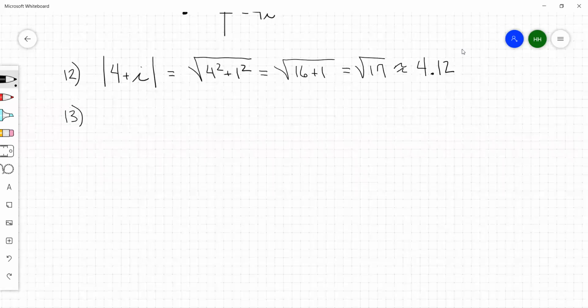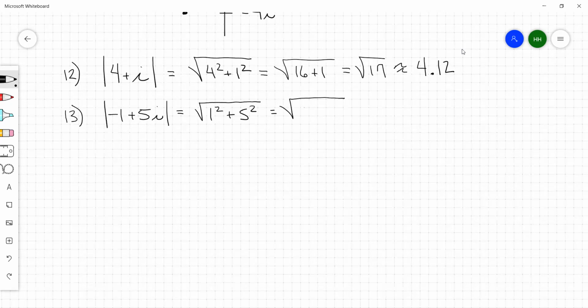Number 13, you got negative 1 plus 5i. You have to find the absolute value of it. It's equal to the square root of 1 squared plus 5 squared, which is the square root of 1 plus 25, which is the square root of 26, which is 5.1.